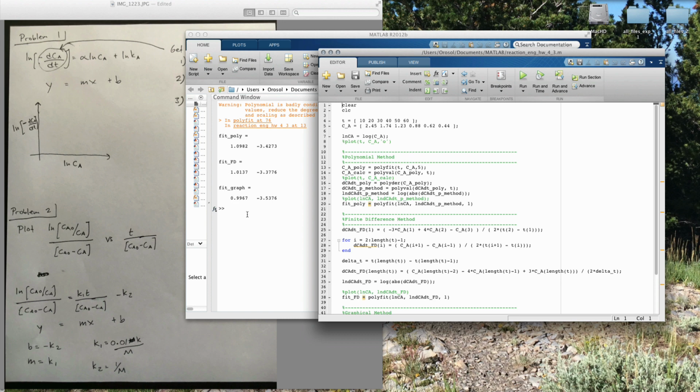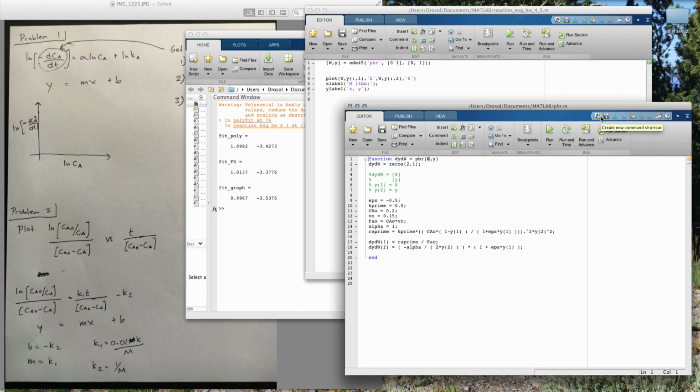For the polynomial fit, this one actually looked a lot closer for each one than the first one did. It looks like alpha was about 1, and k, well, I didn't calculate k, but you know that this is the natural log of k, so you should be able to calculate k.